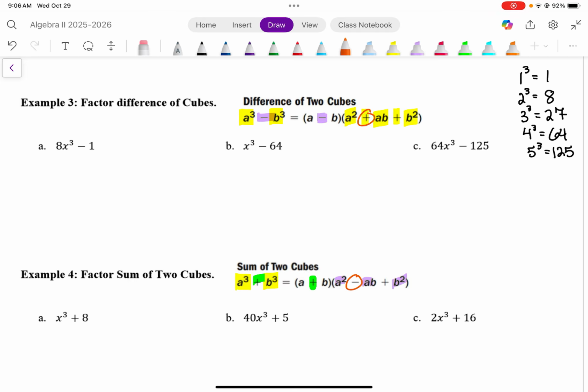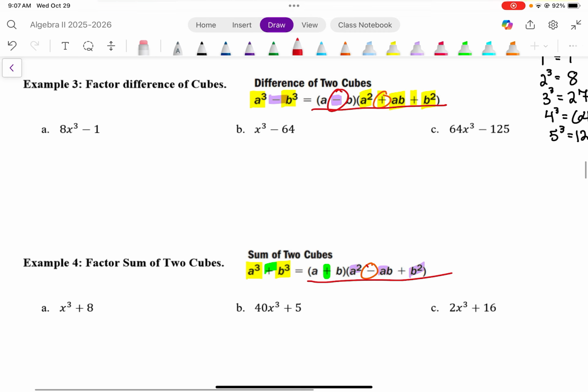The way that I remind myself is whenever we have two perfect cubes, when we factor it, we should only have one subtraction sign in our parentheses. So if we look, this first one, our first subtraction sign is in between A and B. And then down here, our subtraction sign is in our second set of parentheses in front of our AB value. So only subtracting once.